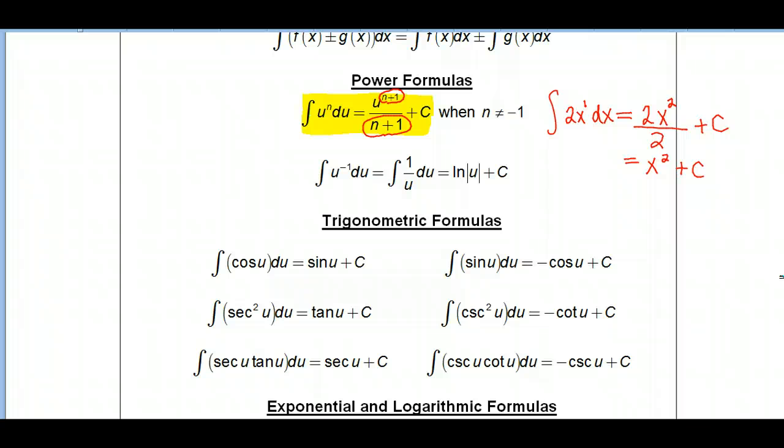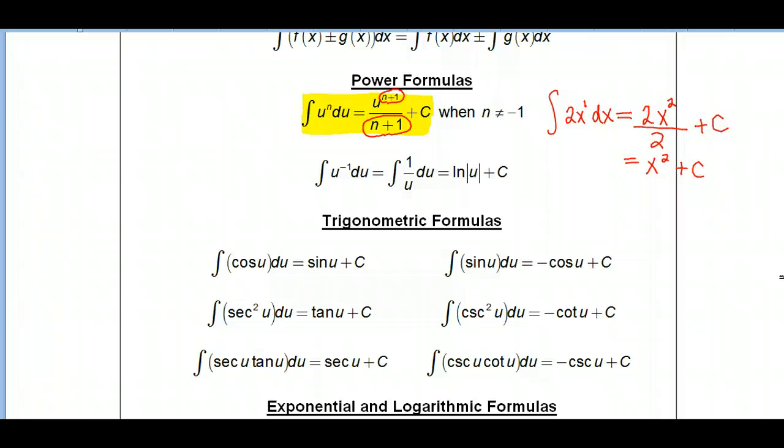6 over 6. Could you do it if you had a 1/2 power? Yes. What would be 1/2 plus 1? 3 halves. Divided by 3 halves, it would just be 2/3 x to the 3 halves plus c. So anytime you have the integral, just add 1 to the exponent, divide by that same exponent. That's it. Add 1 to the exponent, divide.